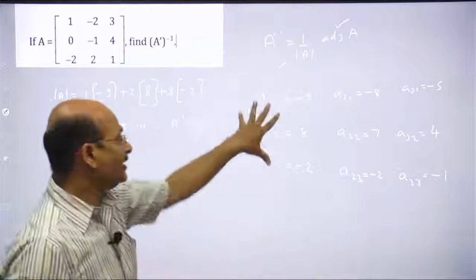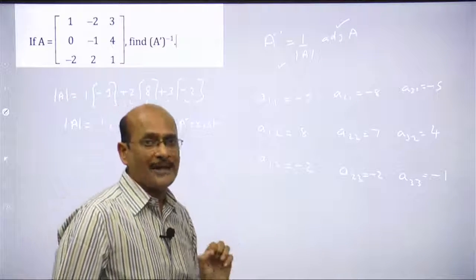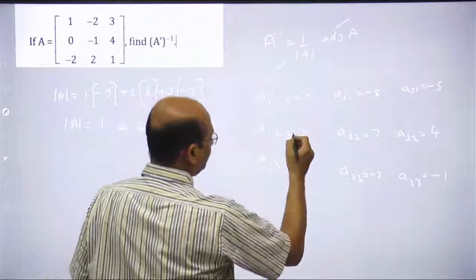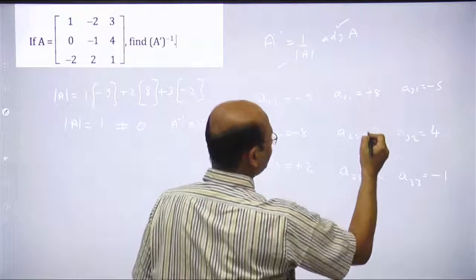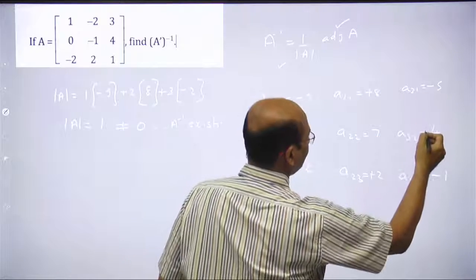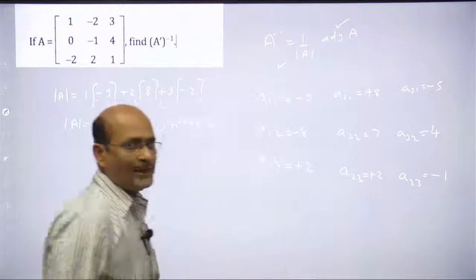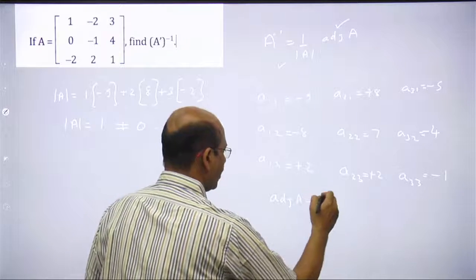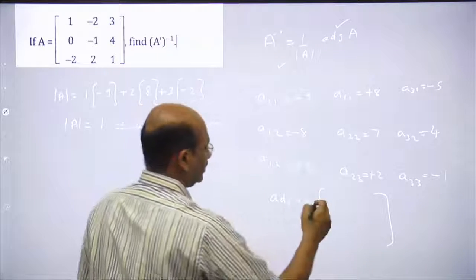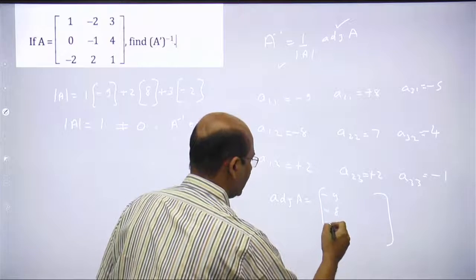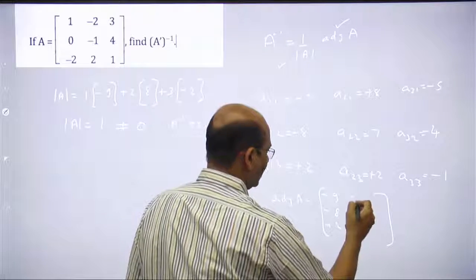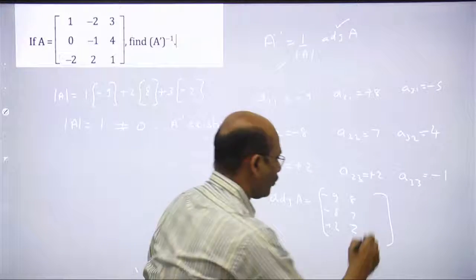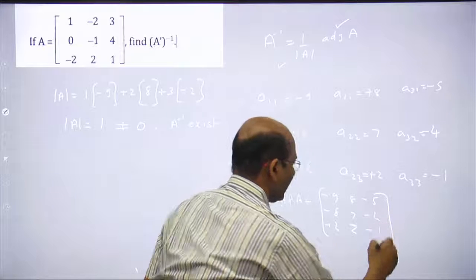Now hold on, this is the transpose but not the cofactor matrix, okay. So cofactor means you have to put the signs. So this will become plus, minus, plus, minus, plus, minus, plus, minus, plus. Now my job is over. I got the adjoint A, right, in the same order which I had specified over here. This is minus 9, minus 8, plus 2, 8, 7 and 2, and minus 5, minus 4 and minus 1.